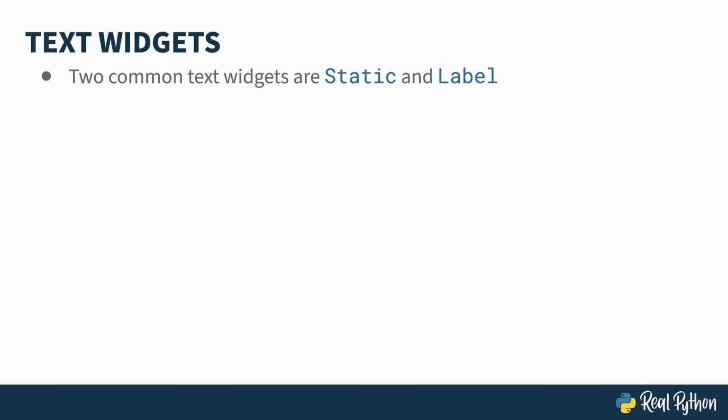The two most common text widgets are static, which you saw in the previous lesson, and label. For the most part, they're similar to each other, they just behave slightly differently when laid out. Label widgets, by default, are the size of the text they represent, while static widgets take up the space of their holding container. You'll see the difference in a sec when I give you a demo.